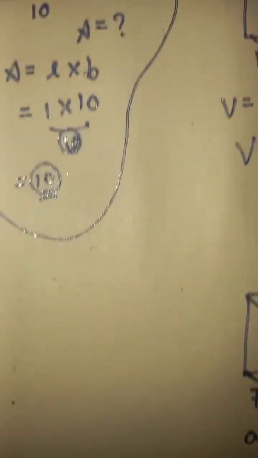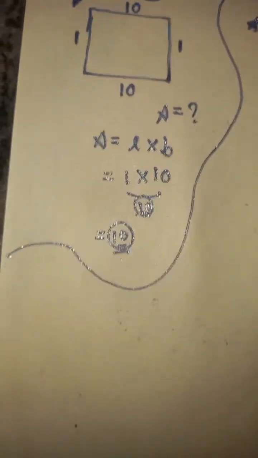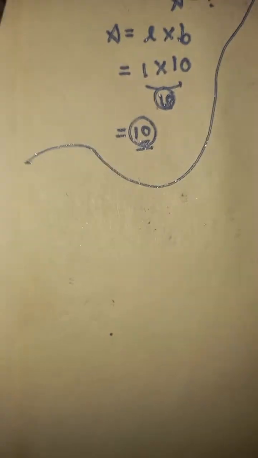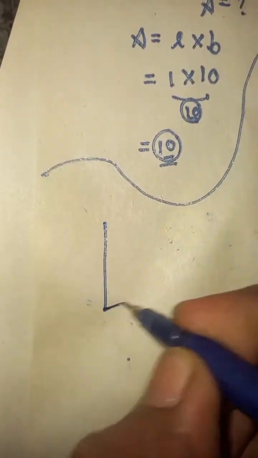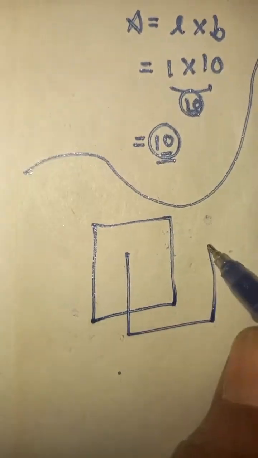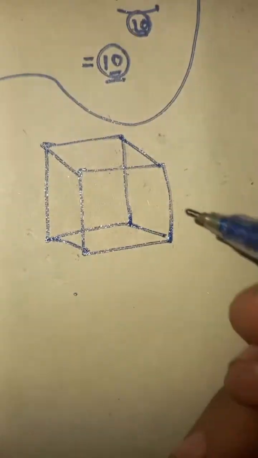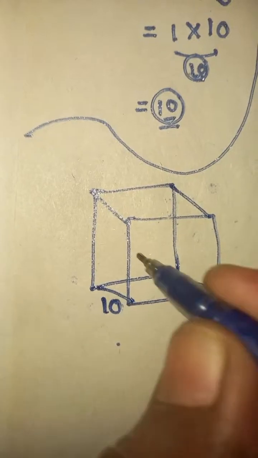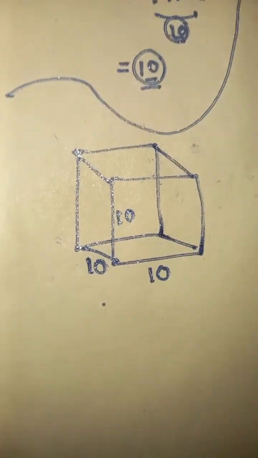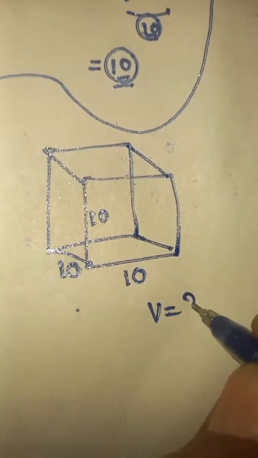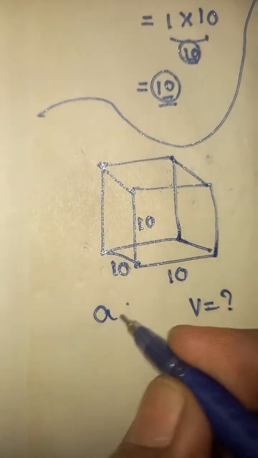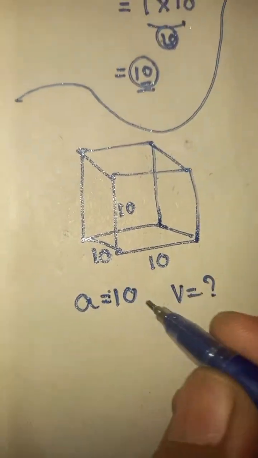Let's take one more cube, and in this cube you're going to get all edges as 10 units, and we need to find the volume. Here the edge length is 10 units.